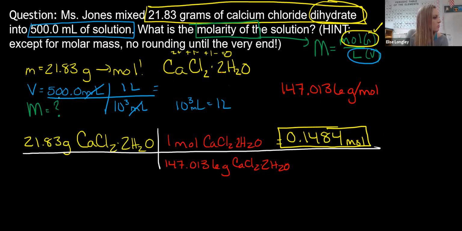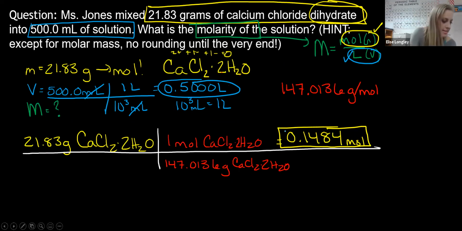So we move the decimal 3 times and we get 0.500, because we have to keep all of our 4 sig figs. That's 1, 2, 3, 4 sig figs. And that's going to be in liters. Awesome. So now we have liters. Check. So what is our last step?